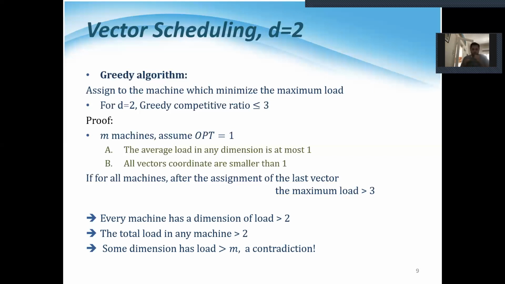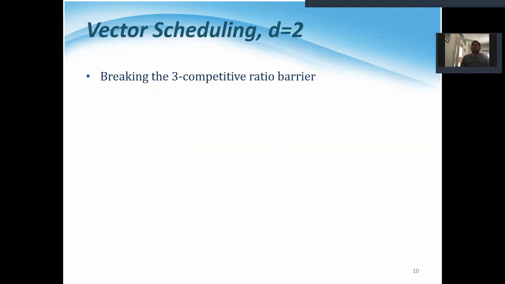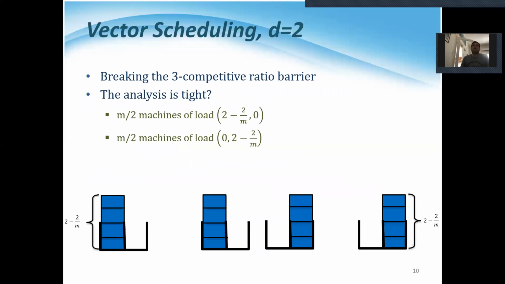So this proof was the only thing that was known about vector scheduling for a small number of dimensions, when the number of dimensions is 2. So the first question that we need to ask is whether this analysis is tight. On one hand, it looks like the analysis is tight.